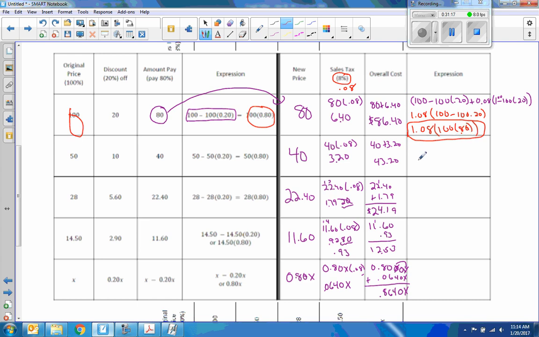Okay. So in this one here, I'll do one more. It'd be 108, 100% plus the 8% tax, times the original price of $50 times 0.8, 80% of $50, and so on and so on and so on.